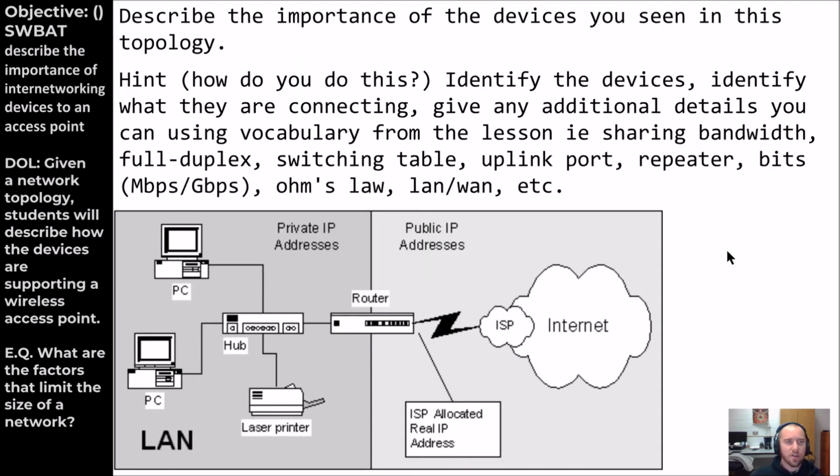And of course, here's our DOL. Describe the importance of the devices you see in this topology, and I'll give you a hint. First, identify the devices, and then identify what they are connecting to. Give me additional details that you can using the vocabulary you got from this lesson. Some examples would be the concept of sharing bandwidth, the word full duplex, switching table, uplink port, repeater, bits, Ohm's laws. These are the things that you could bring up in your answer.